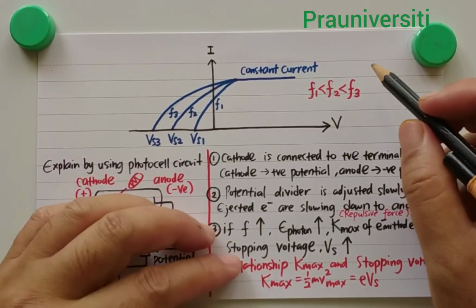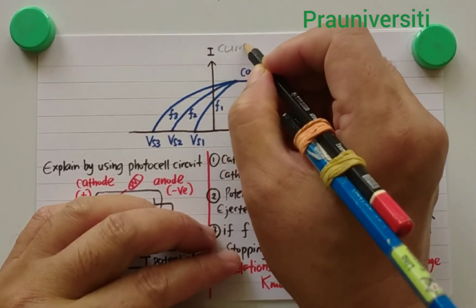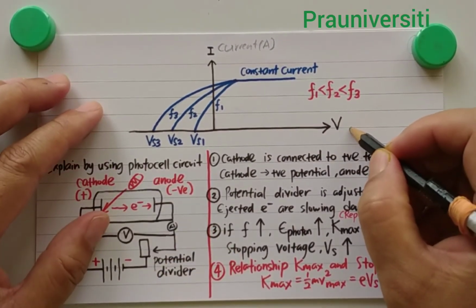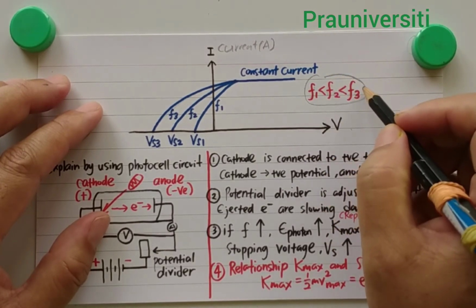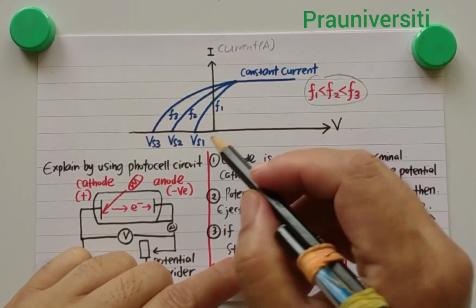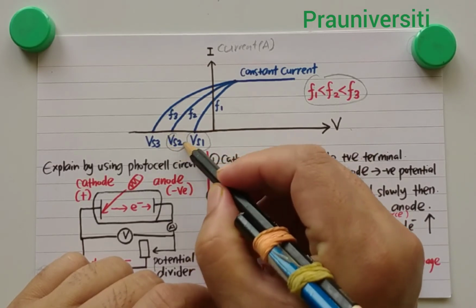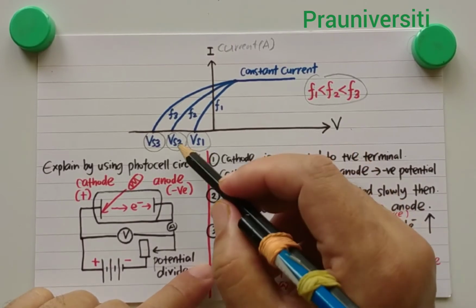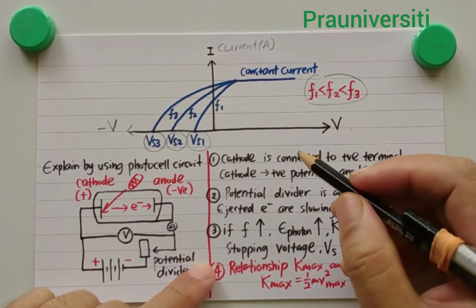So if we have to plot the graph, the graph here is the current, I, with the unit of current measured by an ammeter. Here is the voltage, and then F1 is less than F2, and then less than F3. In this case we have the difference in the stopping voltage: VS1, VS2, and then VS3. Here is the direction of the negative voltage.